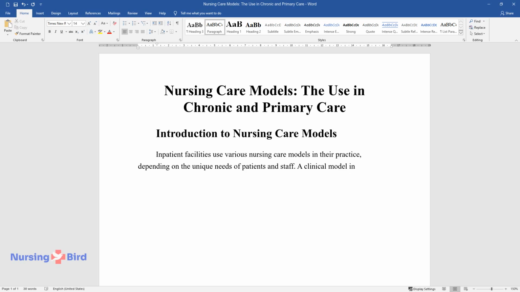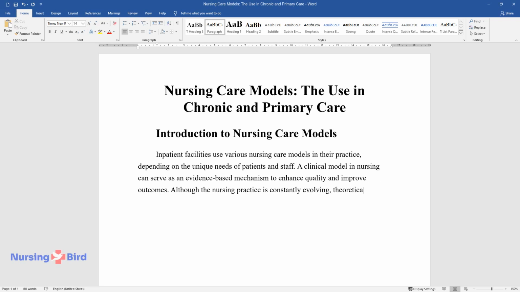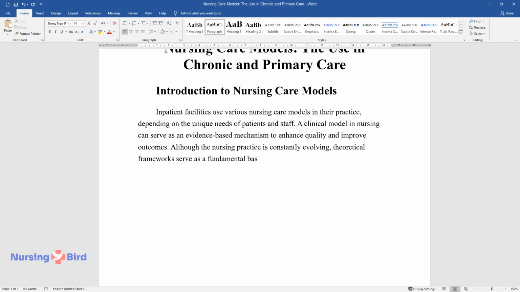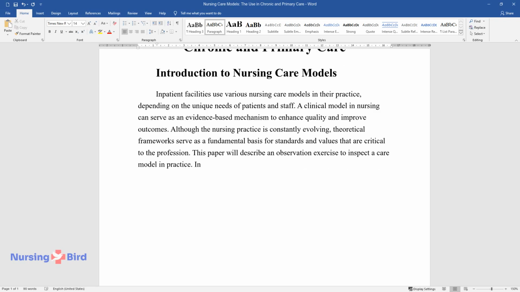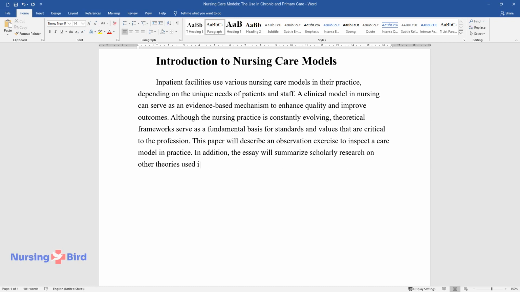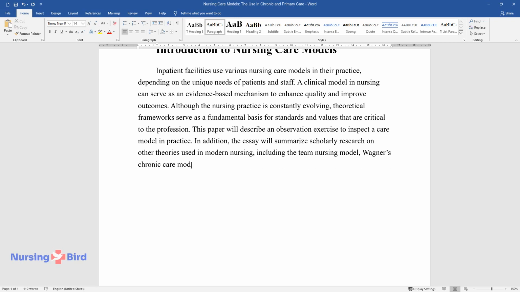A clinical model in nursing can serve as an evidence-based mechanism to enhance quality and improve outcomes. Although the nursing practice is constantly evolving, theoretical frameworks serve as a fundamental basis for standards and values that are critical to the profession. This paper will describe an observation exercise to inspect a care model in practice. In addition, the essay will summarize scholarly research on other theories used in modern nursing, including the team nursing model, Wagner's chronic care model, and frameworks guiding patient safety in primary care.